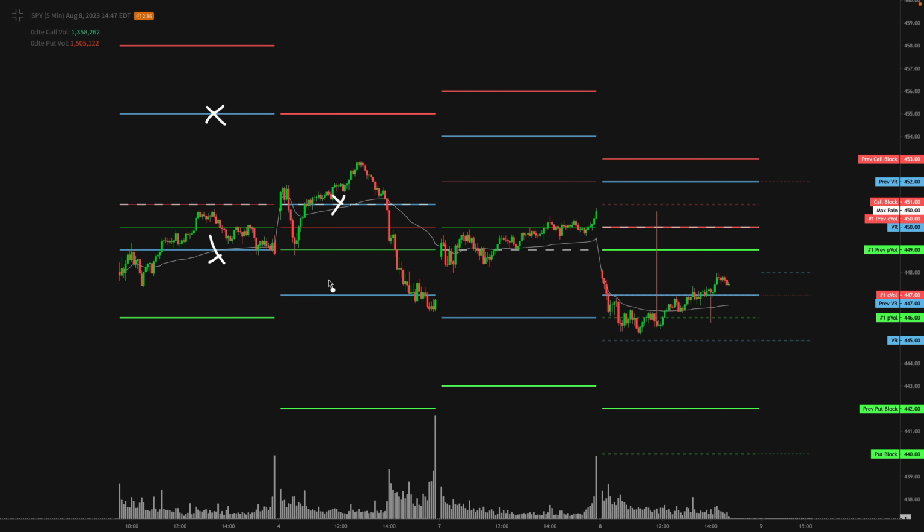As you guys can see, this is a blue level, here's a blue level, here's a blue level, here's a blue level, and here's a blue level. This is what's referred to as the previous day's volume range. And again, the volume is based on the options chain.